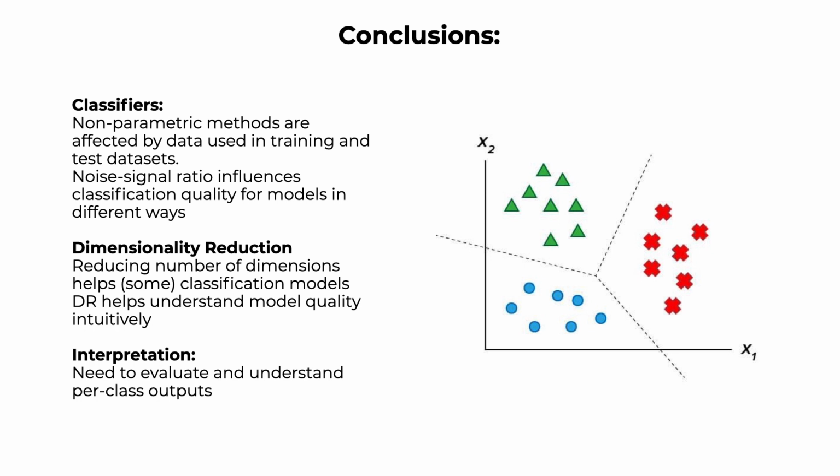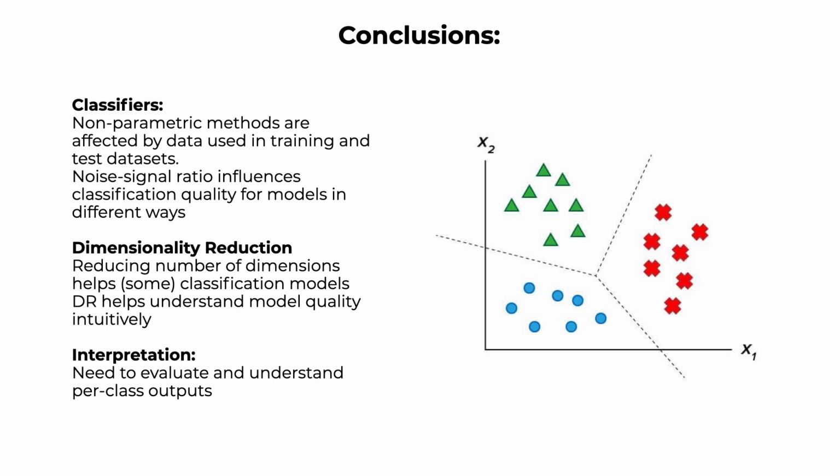What are some of the conclusions that we should have about these classification models? Non-parametric methods are affected by data used in training and test datasets. Noise to signal ratio influences classification quality for models in different ways. The number of features and what these features represent, whether they represent noise or actual signal, like in UMAP or PCA projections, is also critical for the quality of the model.